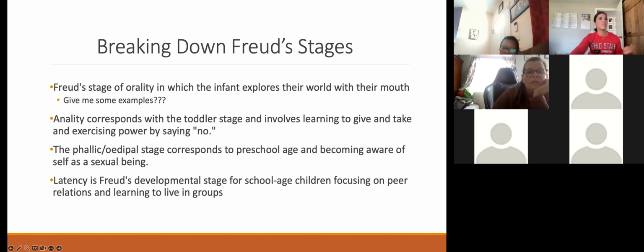Another part of the anal stage that we see with toddlers is learning how to give and take and constantly saying no. So they are exercising their power and their autonomy by saying no. And that's that negativism that we see during this stage. That's the only other thing. Do we have questions about Freud?